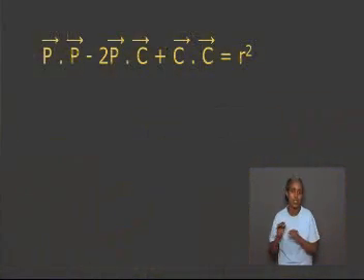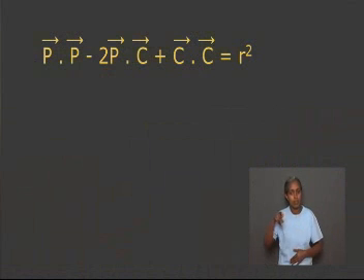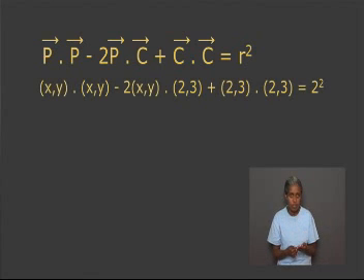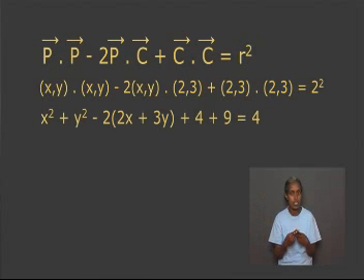Welcome back, students. Remember the relationship that P times P minus 2P times C plus C times C equals the radius squared. Therefore, when we substitute the vector components, we may express the equation of our circle like this: xy squared minus 2 times xy times 2, 3 plus 2, 3 times 2, 3 equals 2 squared. After multiplication, this is our equation.